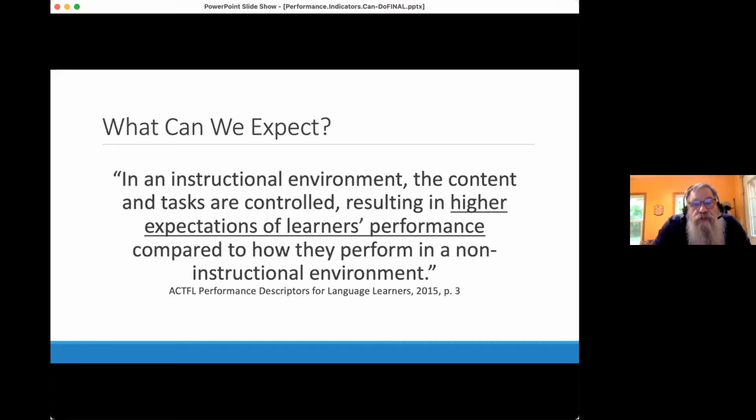In an instructional environment, the content and tasks are controlled, resulting in higher expectations of performance compared to how they perform in a non-instructional environment, or in other words, their proficiency. So we're targeting instruction with the scaffolds, with the help, with the rehearsal, always a little above where the students are. If we take the scaffolds away, that'll give us a true idea of what their proficiency is. Now Joanne will talk to us about performance indicators.